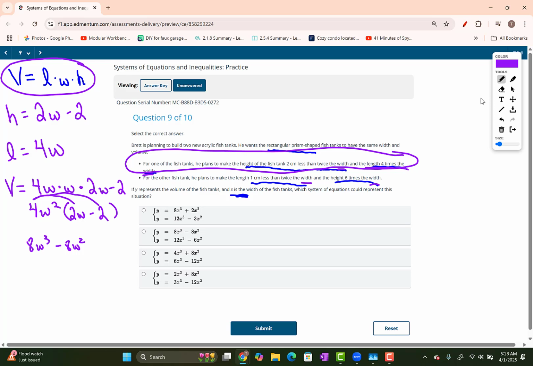So looking at my answer choices, remember, they used x instead of w. I only see that expression written one time, right here. So this has to be my answer choice. I don't even need to check the volume for the other fish tank.